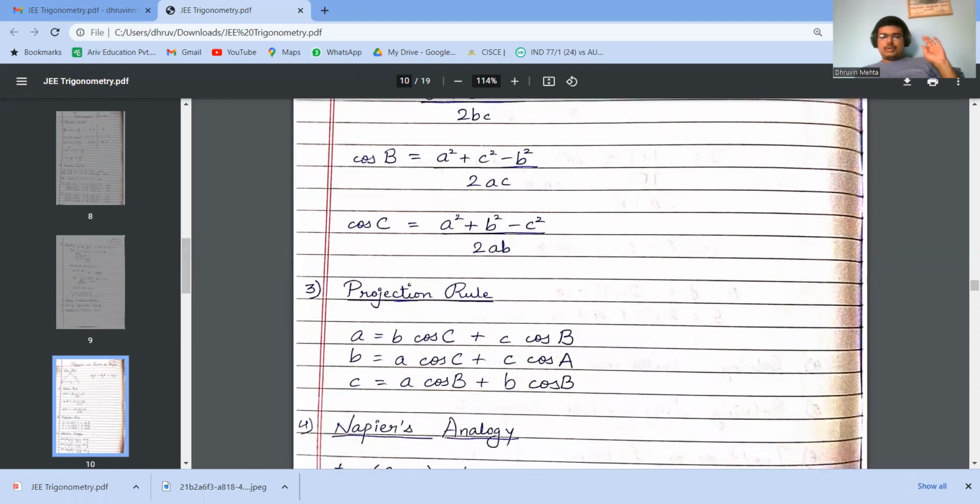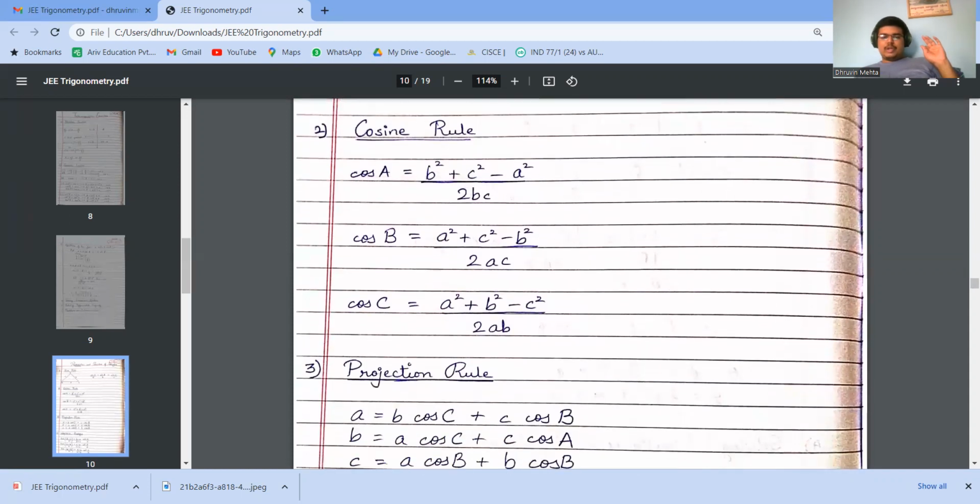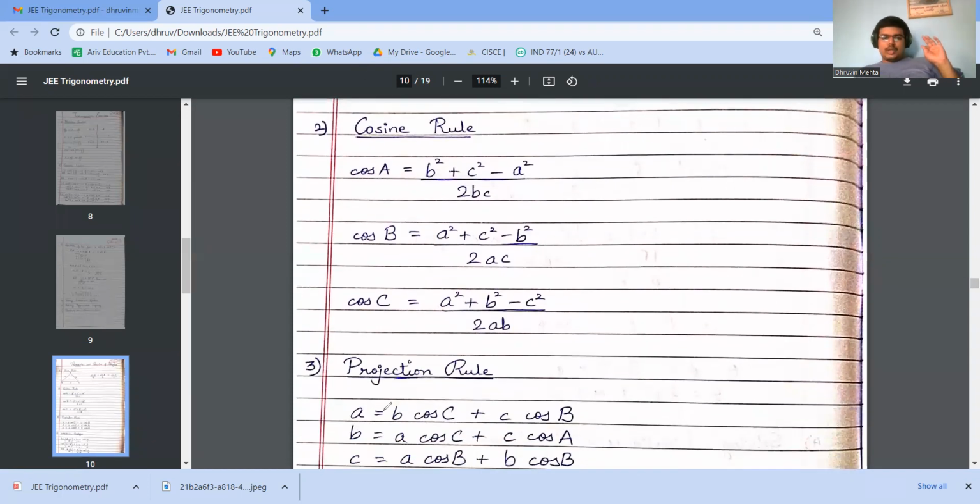Next, projection rule. Projection rule is also easy to remember if you understand the pattern. So a is equal to b cos C plus c cos B. The formula of a will have b and c, and b is with cos of C and c is with cos of B. Similarly, b is a cos C plus c cos A, and c is a cos B plus b cos A.